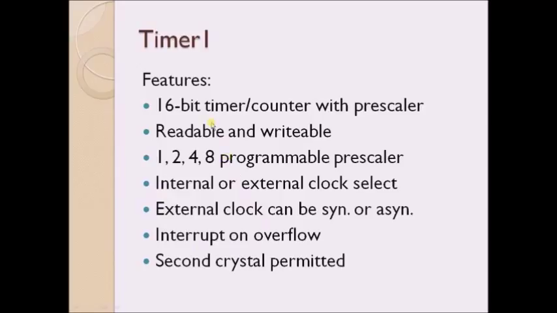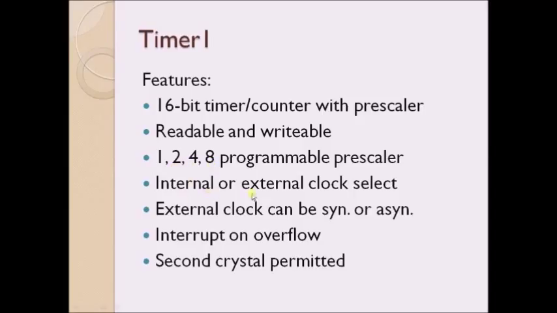Now let us see Timer 1. Timer 1 starts with features. As you can see here, it is a 16-bit timer or counter with prescaler. It is readable and writable by using software instructions, and has a programmable prescaler of 1 to 8. In case of Timer 0, you have a programmable prescaler of 2, 4, 8, 16, 32, but here you have only 4 options, that is 1, 2, 4 and 8.